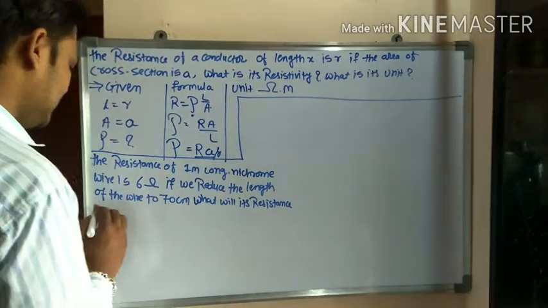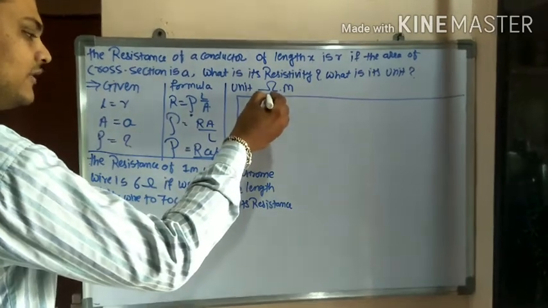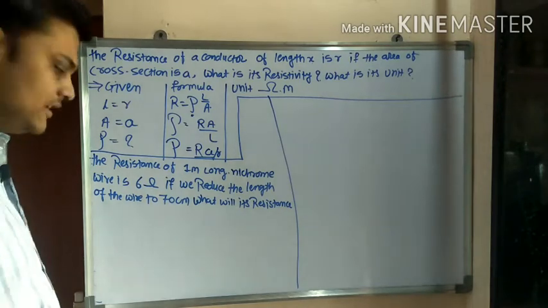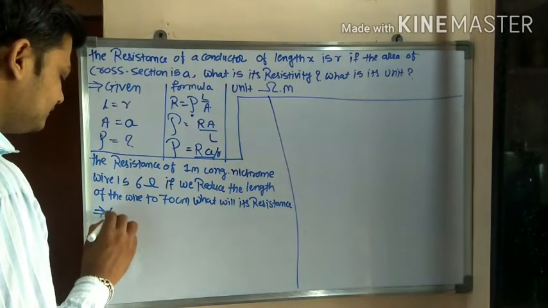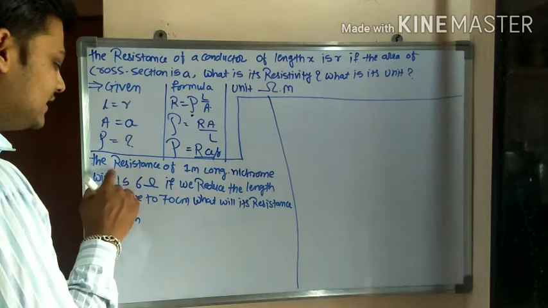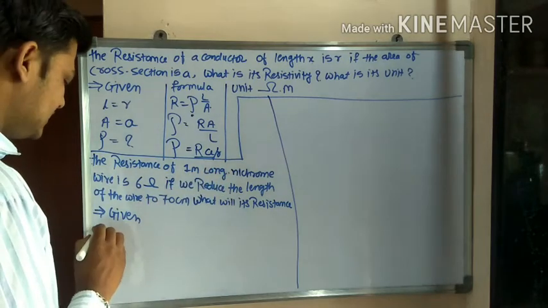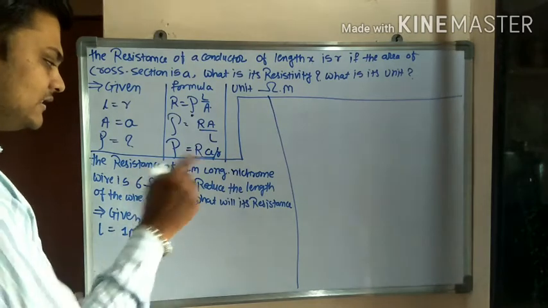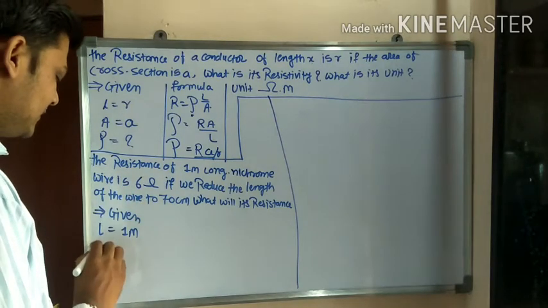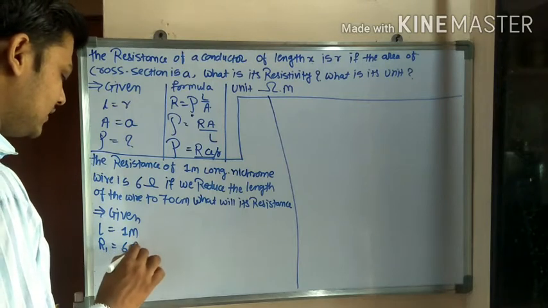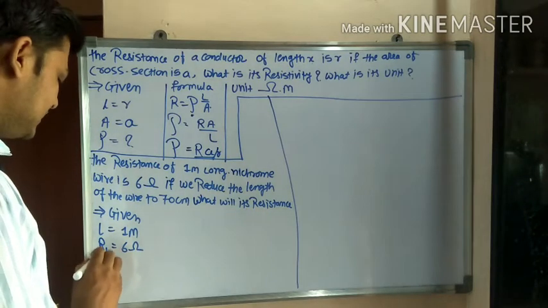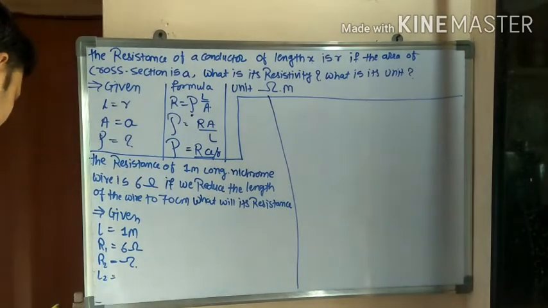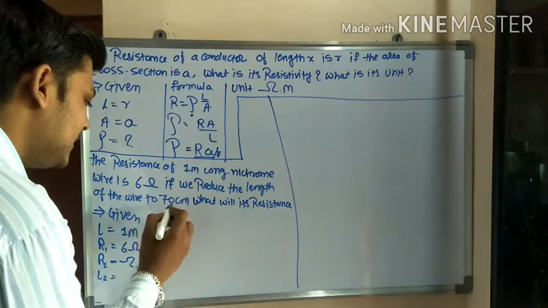Okay, this is the numerical. Now again, we know very well, whenever a numerical is given, first of all we have to write down the given data. So here comes given. First of all, resistance of 1 meter long, means L is given, that is 1 meter. Nichrome wire is 6 ohm, means R1 is given, 6 ohm. Next, what will be its resistance, means R2 is equal to question mark, where the second length is also given, that is L2 is equal to 70 centimeter.